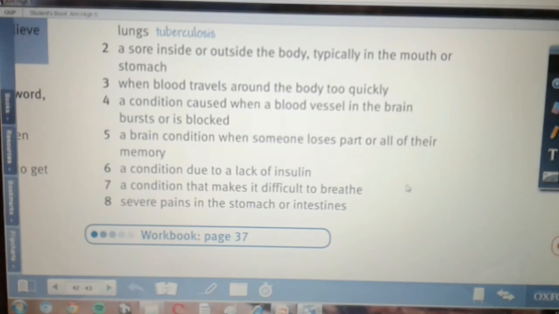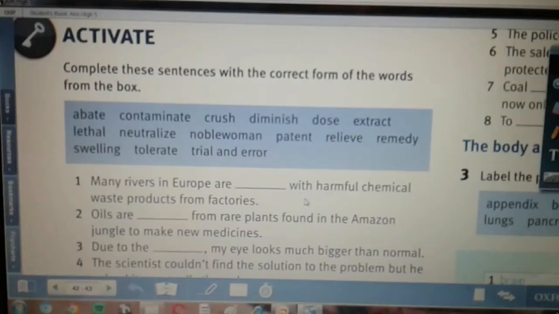It is called diabetes. So now number 7, a condition that makes it difficult to breathe. This condition is called asthma. So the last one, severe pains in the stomach or intestines is called cramps. For your student book, you just need to write down your answers for activate and extend part 1 and 2, since we have discussed part 3 and 4 together.